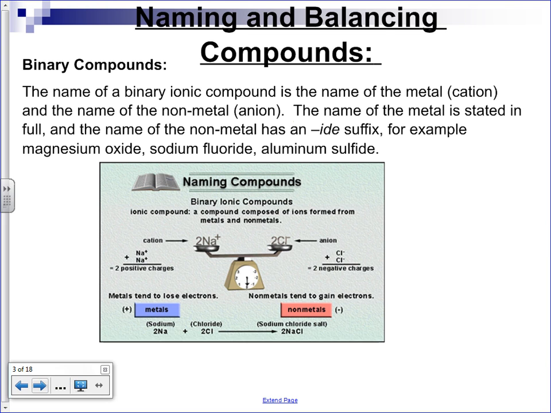Okay, so the name of the metal is stated in full as it appears on the periodic table. Name of the nonmetal is given an "ide" ending. So whatever it ended with before, you change it to "ide." All right, if it was chlorine, it's now chloride. If it was fluorine, it's fluoride. Okay, everybody with me there?